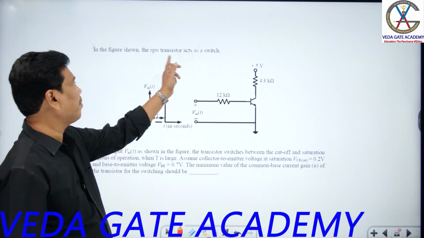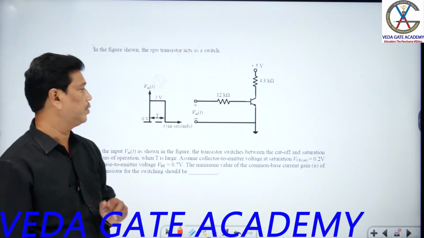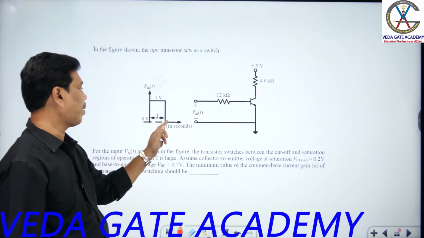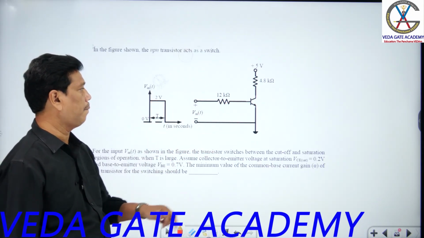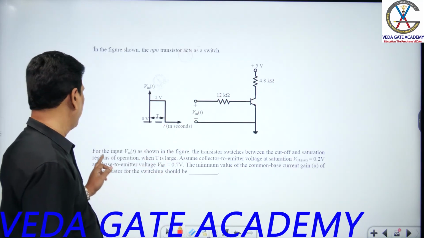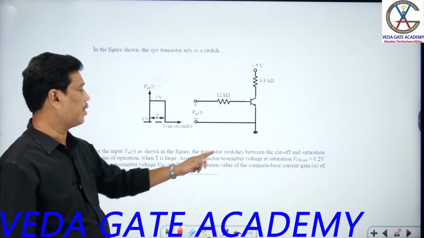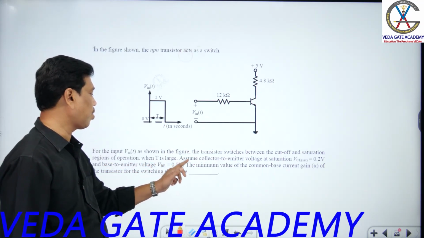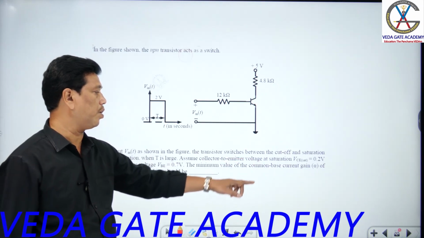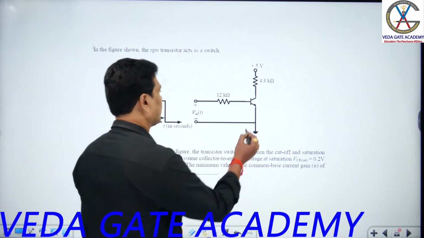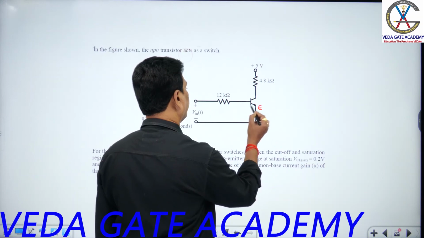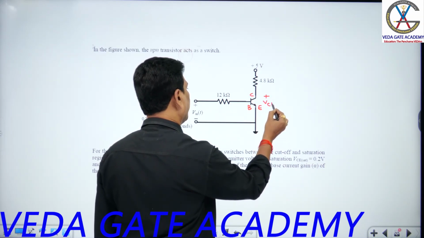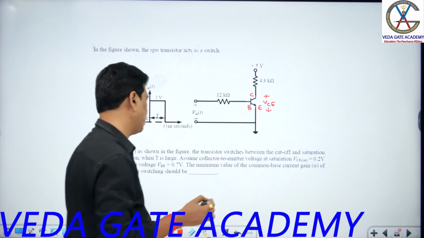In the figure shown, an NPN transistor acts as a switch. This is the transistor as a switching element. Vin is a square pulse of amplitude 2 volt, with a 12 kilo ohm resistor. For the input Vin shown in the figure, the transistor switches between cutoff and saturation, where T is large. Assume the collector to emitter voltage at saturation, VCE saturation, is 0.2 volts.